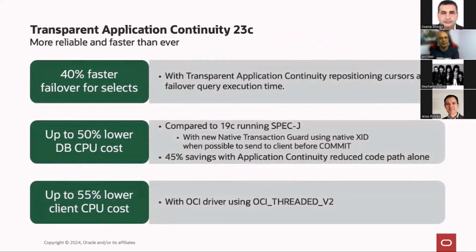And then obviously with 23c, we have all these great numbers: 40% faster failover for selects. Remember that feature I talked about, resumable cursors, great. We also have 50% lesser impact on the database CPU, and about 55% lower cost on the client.